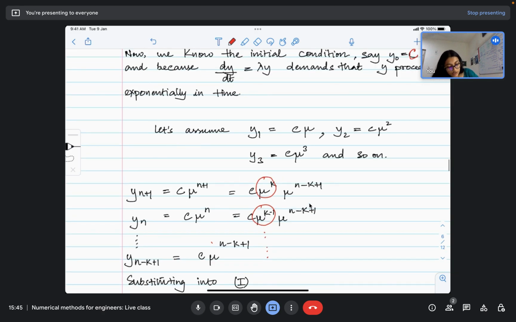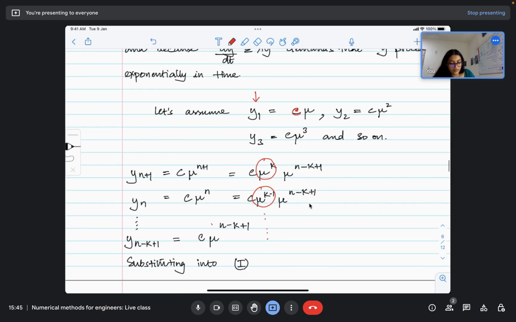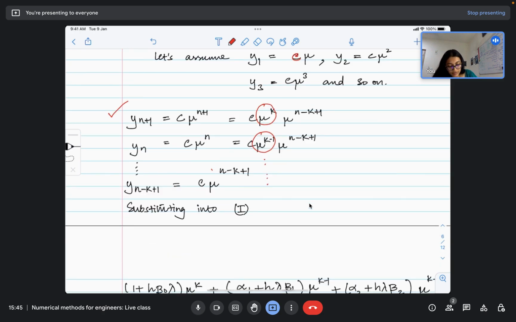So now let's assume some terms over here. That is, let y1 be written as c times mu. Similarly, y2 will be written as c times mu squared, and y3 will be written as c times mu cube, and so on. Hence, yn plus 1, yn, and yn minus k plus 1 are going to be reduced to this format.